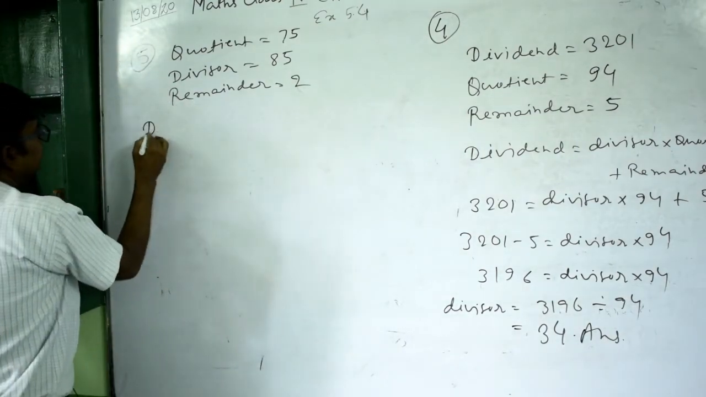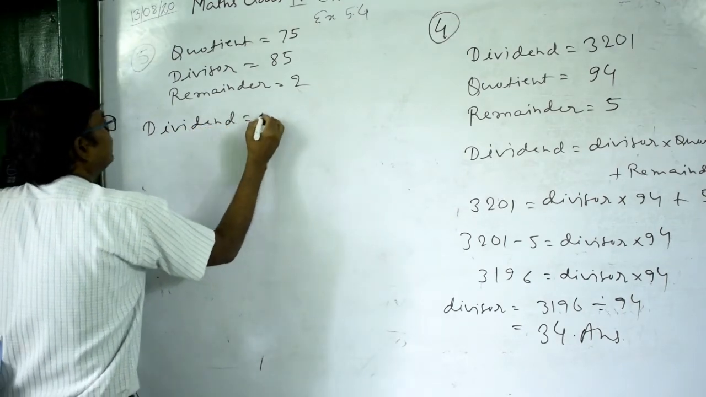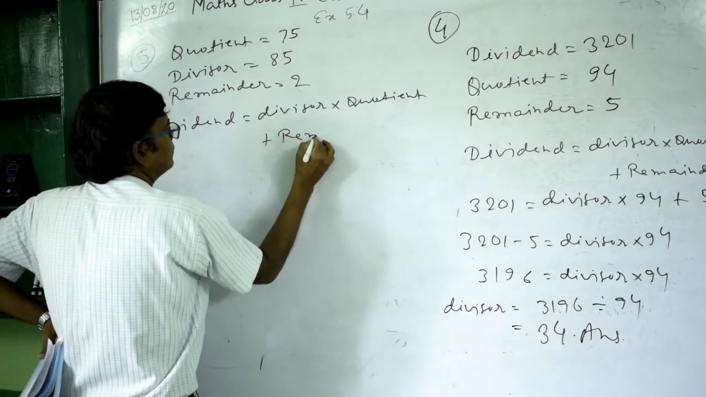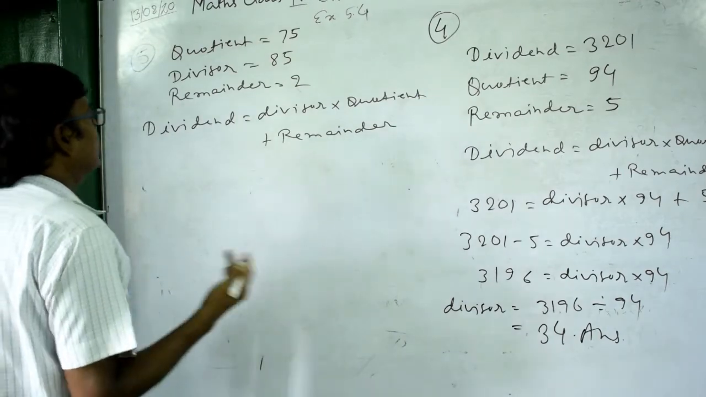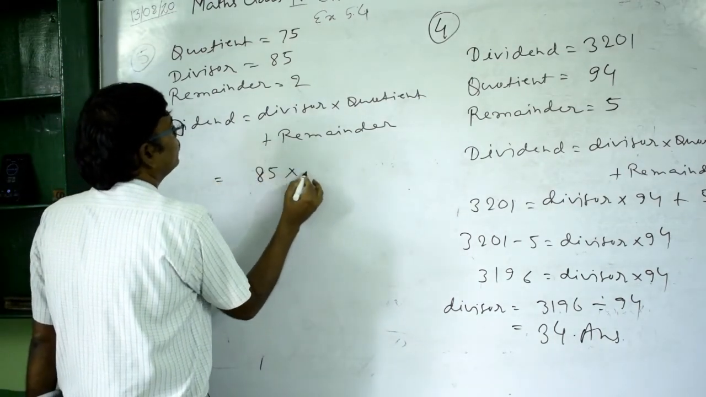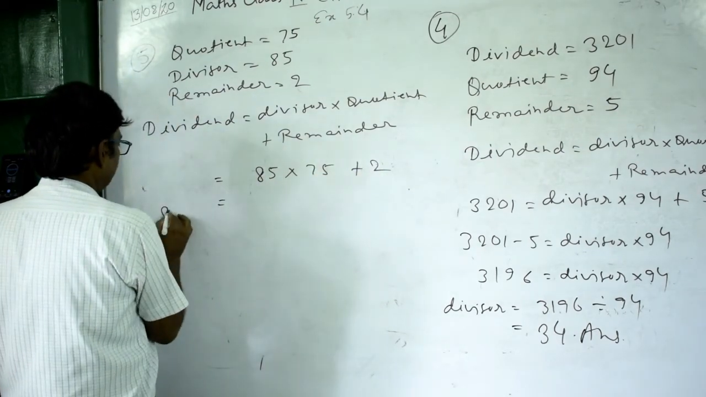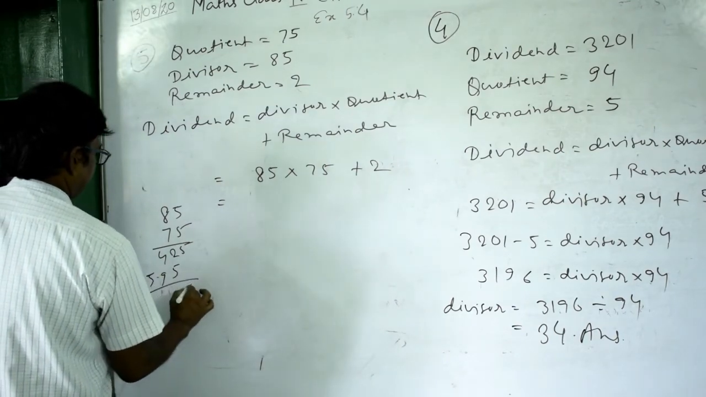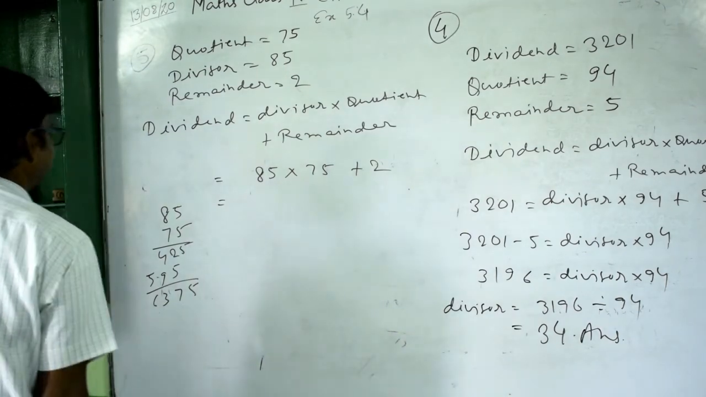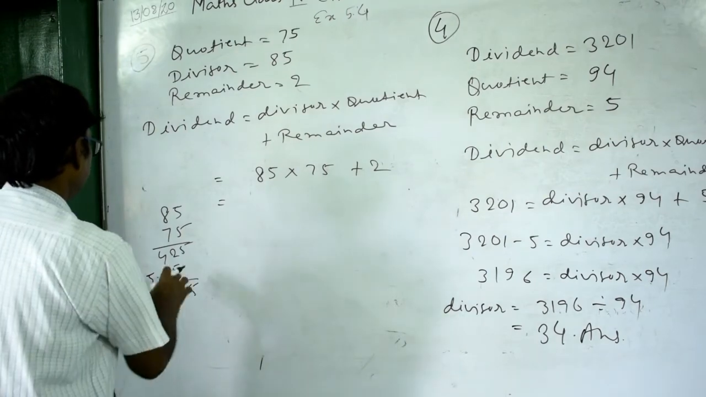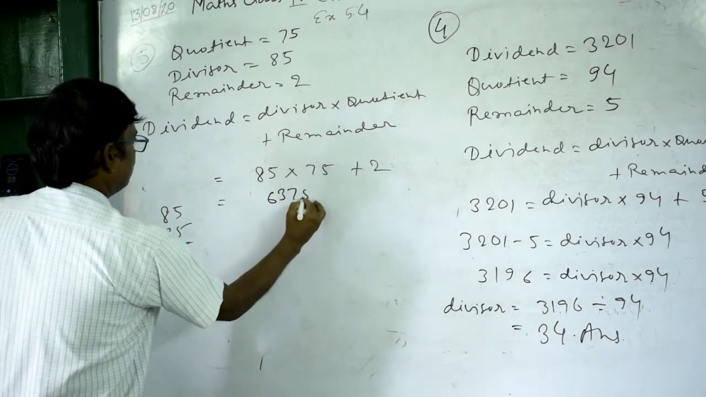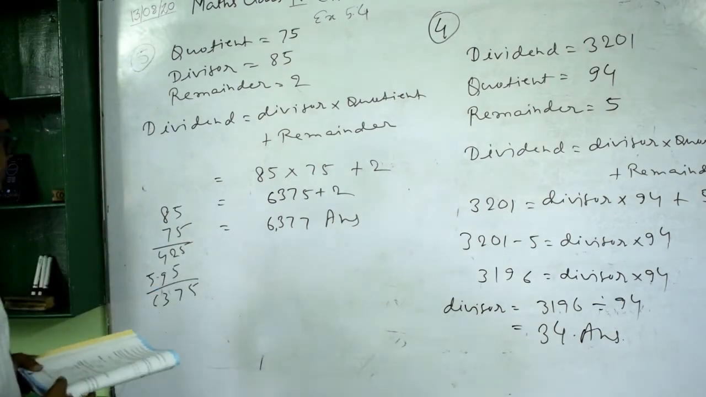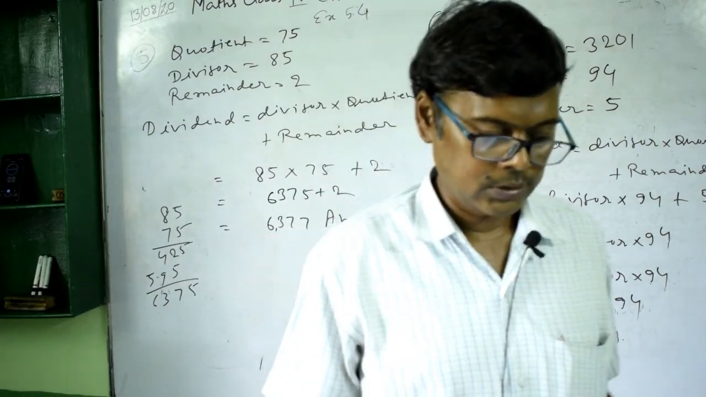Then again the formula, what is the dividend here? Dividend equal to divisor into quotient plus remainder. So use this formula, put all the values and then solve. So 85 into 75 plus 2. Now multiply 85 and 75. So here 6375 plus 2 will be equal to 6377, which is the answer of this question. So this is the end of this exercise 5.4.